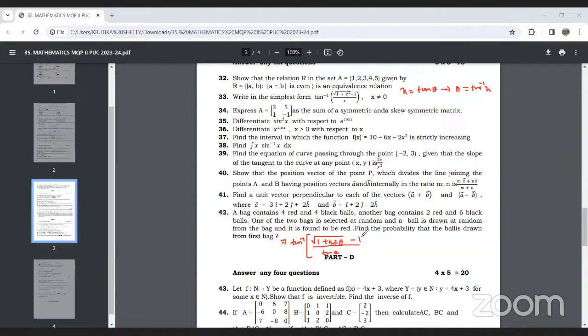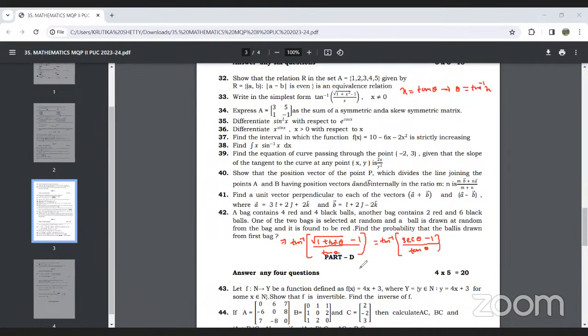So where there is x, we have replaced it by tan theta. On simplifying it further, we get tan inverse. 1 plus tan square theta is sec square theta, and root of sec square theta is sec theta. So we get it in the form of sec theta minus 1 divided by tan theta.